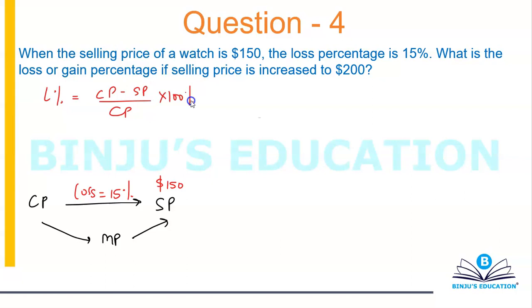That's completely your call. If you want to take the sign, then do SP minus CP by CP. If you don't want to take the sign, then do CP minus SP by CP. Use your logic. If it is loss, then cost price has to be more. Use your logic, that's nothing else. Okay, so 15 is equal to cost price, let's take it to be X, minus 150 divided by X into 100%. So I'm going to get that 1.15x is equal to 150, or X is equal to 150 divided by 1.15.